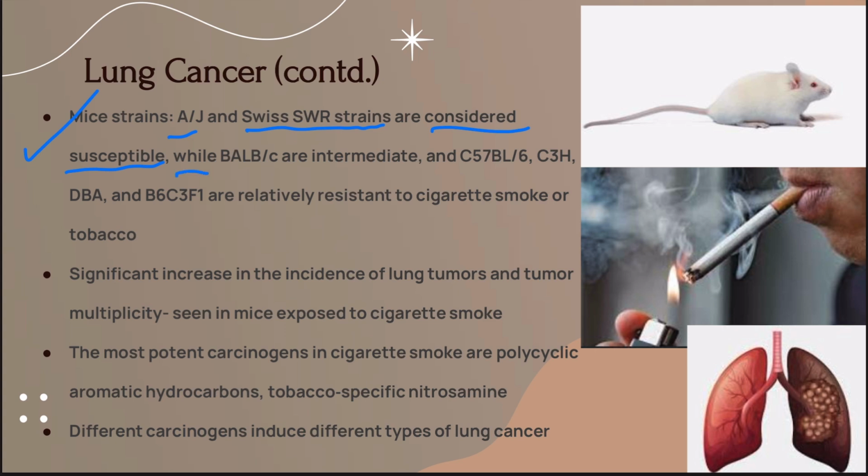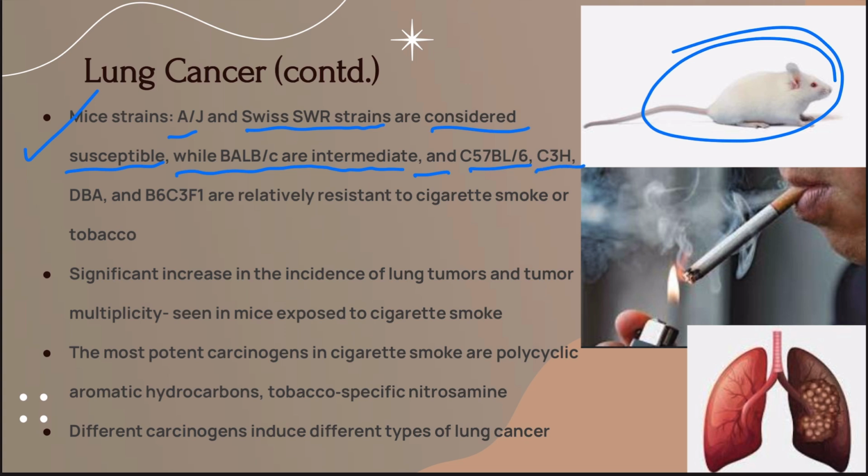And then we have BALB/c type of mice, which are having intermediate susceptibility to cigarette smoke for formation of lung cancer. And then we have other strains, that is C57BL/6, C3H, DBA and B6C3F1, which are relatively resistant to cigarette smoke or tobacco carcinogen.